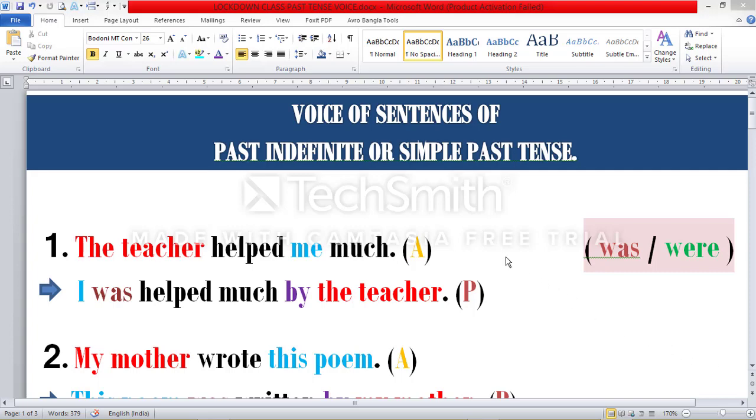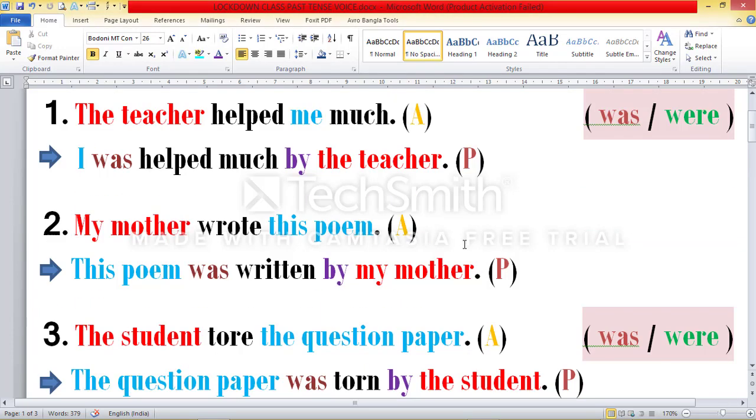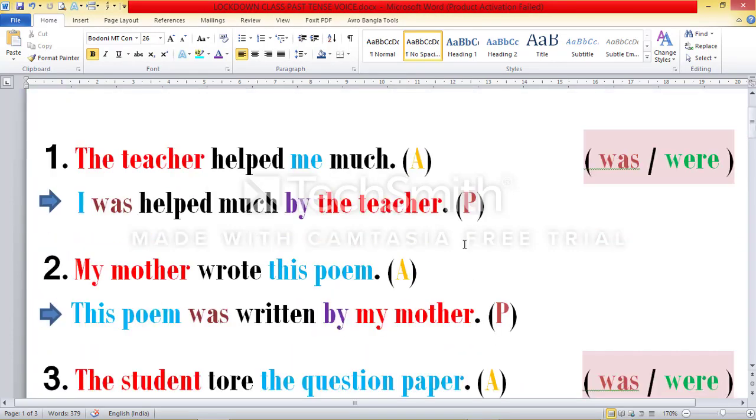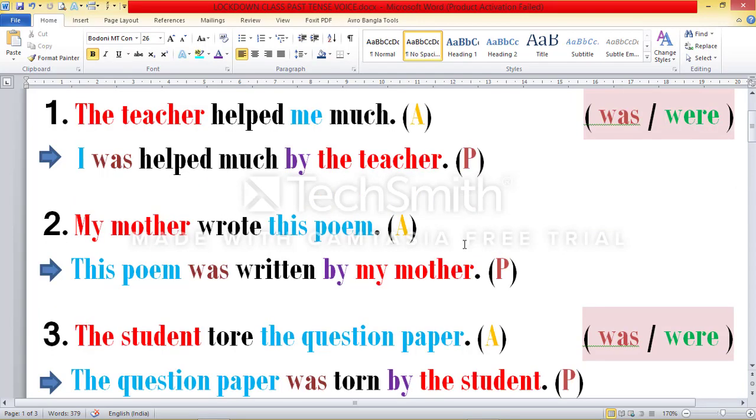Today I'm going to discuss the voice of past tense, that is, the voice of three types of past tense. First of all, let's take how to change from active into passive in the case of sentences which are of past indefinite or simple past tense. Let's start with the first sentence.